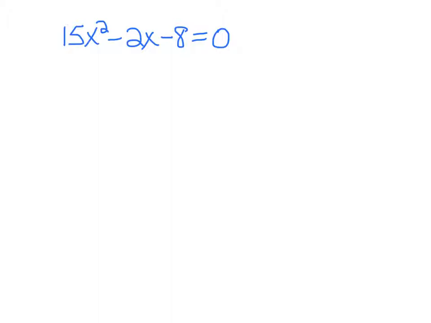Let's take a look at another example, 15x squared minus 2x minus 8. Again, we are going to set up our factoring parentheses here. Okay, now this becomes a little bit different because our leading coefficient is not 1, it is 15. So we need the combinations of factors that will give us 15, which would be 1 times 15 and 3 times 5.